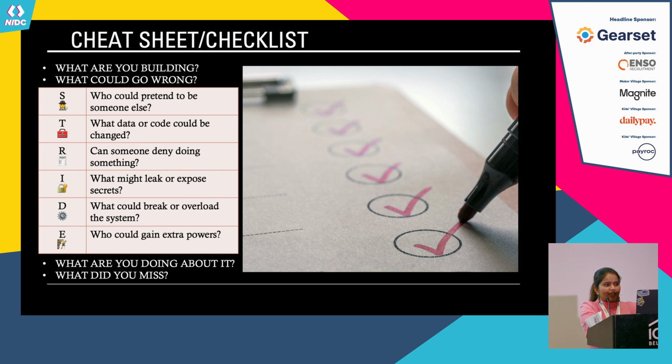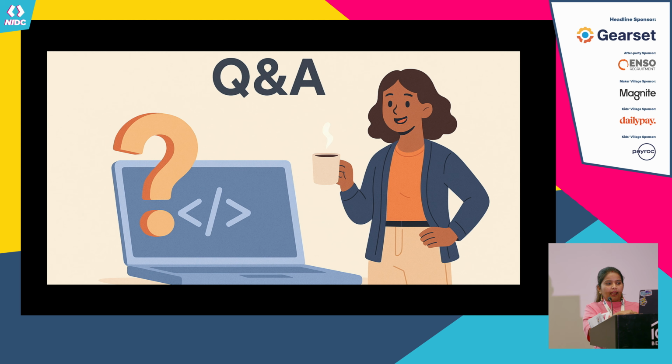Now, that is the cheat sheet I keep handy. The Stride model, which tells you everything about what could go wrong, with the 4 questions. What are you building? What could go wrong? What are you doing about it? And what did you miss? And that's it. Threat modeling in almost 5 minutes.